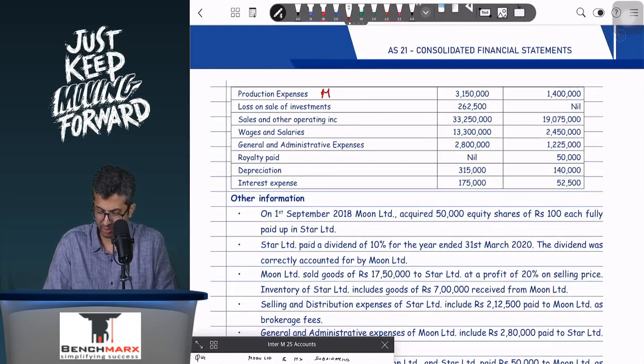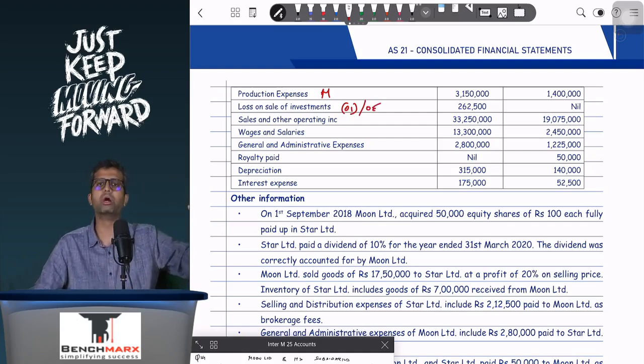Loss on sale of investments, you can either show it as other income minus, or you can show it as other expenses. Either of the case, institute has shown it as a reduction from other income, though more appropriately we can even show it as other expenses, no problem in that.